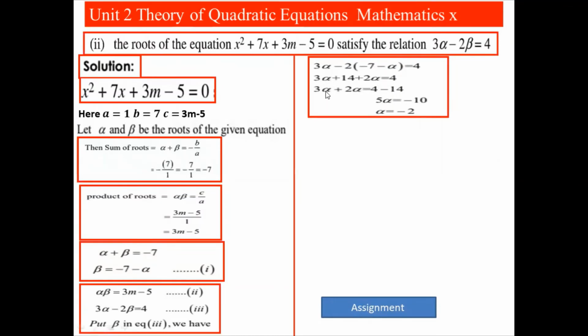So we can write this as 3 alpha plus 2 alpha, and we have to shift this 14 to the right hand side of the equation. So we have 3 alpha plus 2 alpha is equal to 4 minus 14. So 3 alpha plus 2 alpha is 5 alpha and 4 minus 14 is minus 10. So after dividing both sides by 5, we have alpha is equal to minus 2.